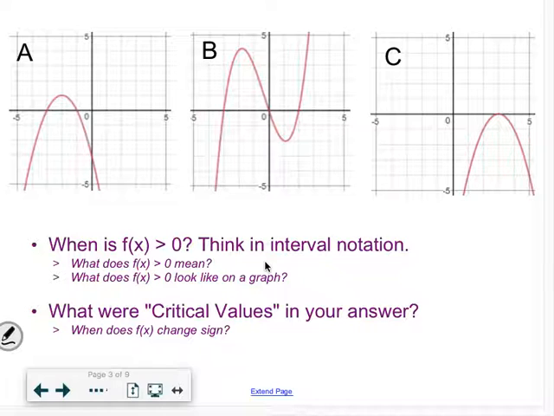Now, in order to answer this question, when is f of x greater than 0, you and your group may have to first talk about the sub-questions. What does f of x greater than 0 even mean? And what does f of x greater than 0 look like on these graphs? Once you decide the answers to those two questions, you should be able to come up with the intervals. And then lastly, after you do the interval notation, think about what numbers are showing up in the interval notation. Those are what we're going to call critical values in our notes. So what are the critical values when you're doing polynomials? What are the important numbers to look at? So go ahead and have conversations with your groups. Remember, you're trying to get intervals for your answers to A, B, and C.